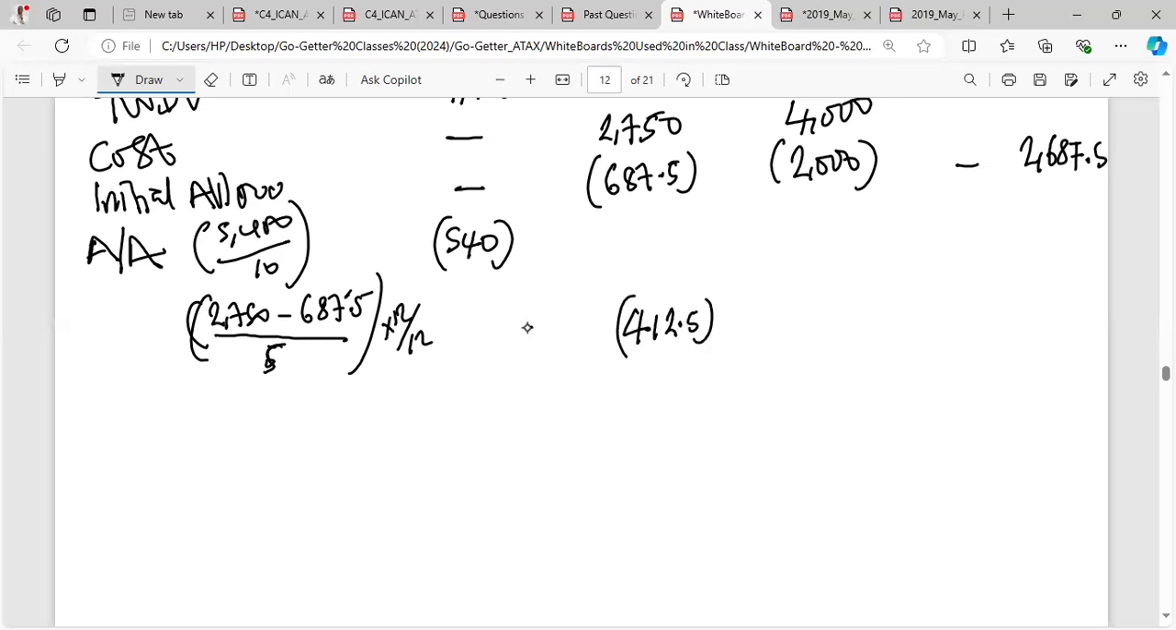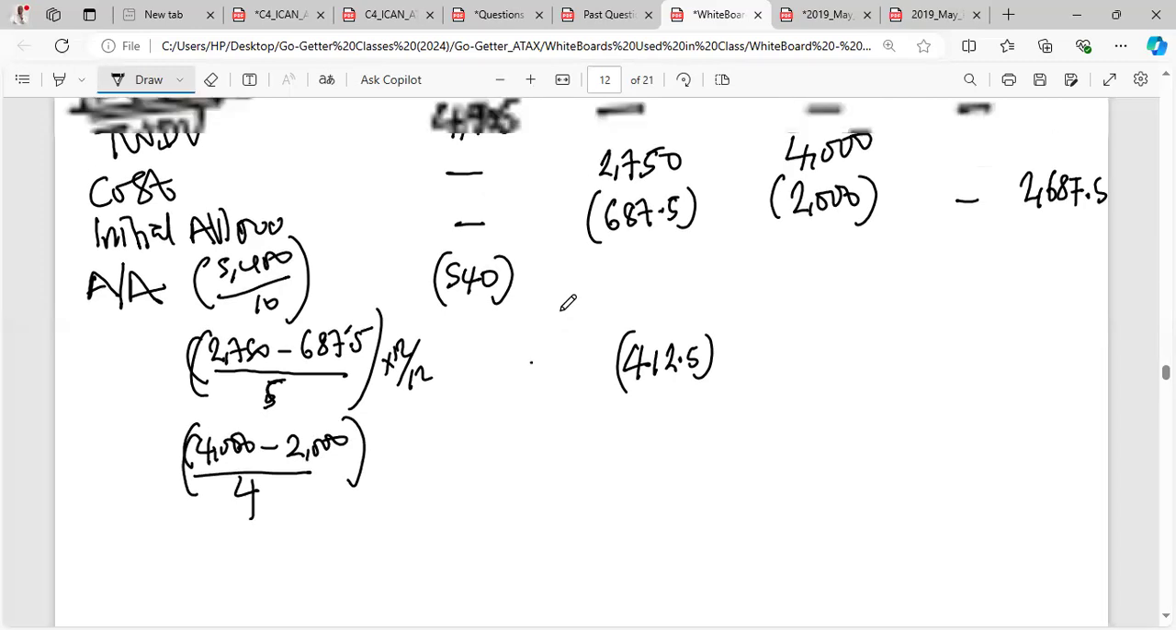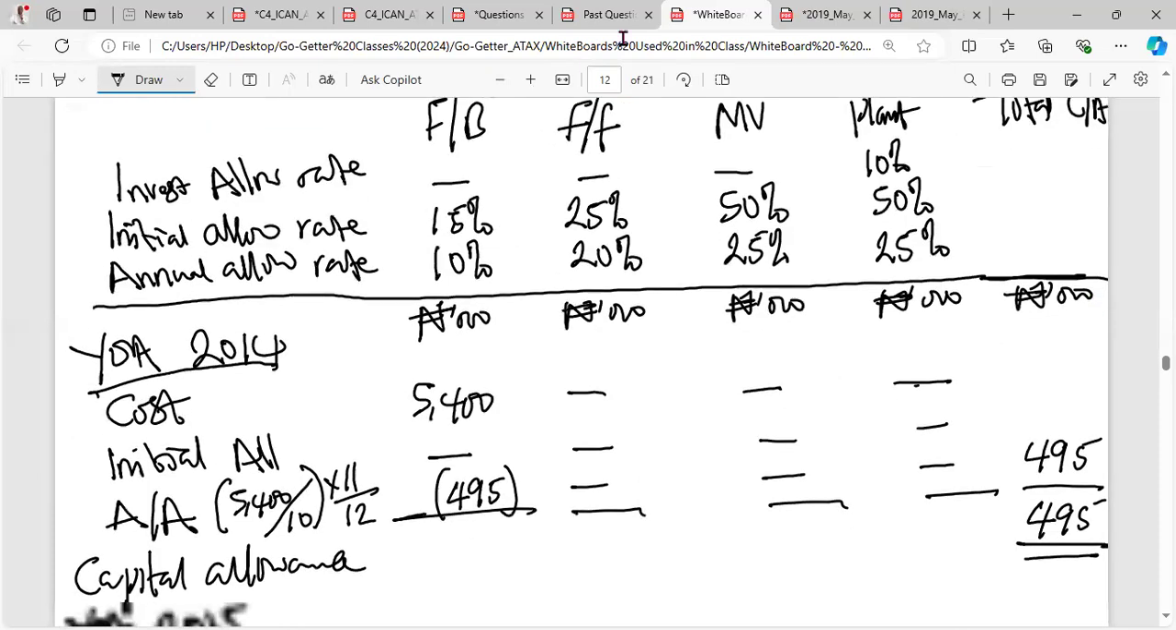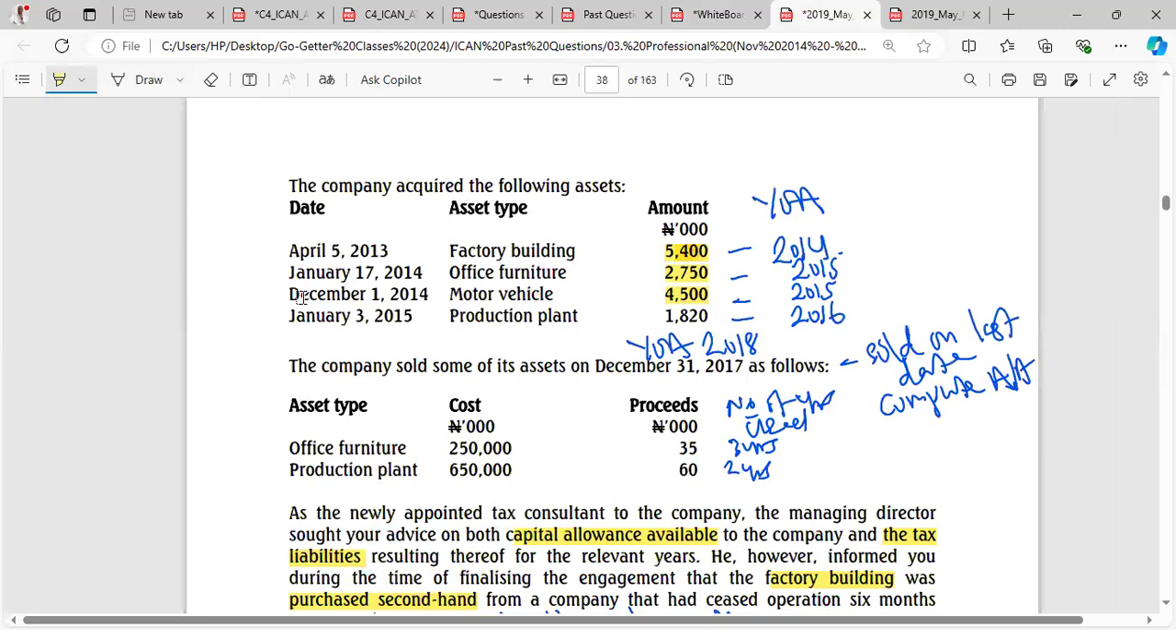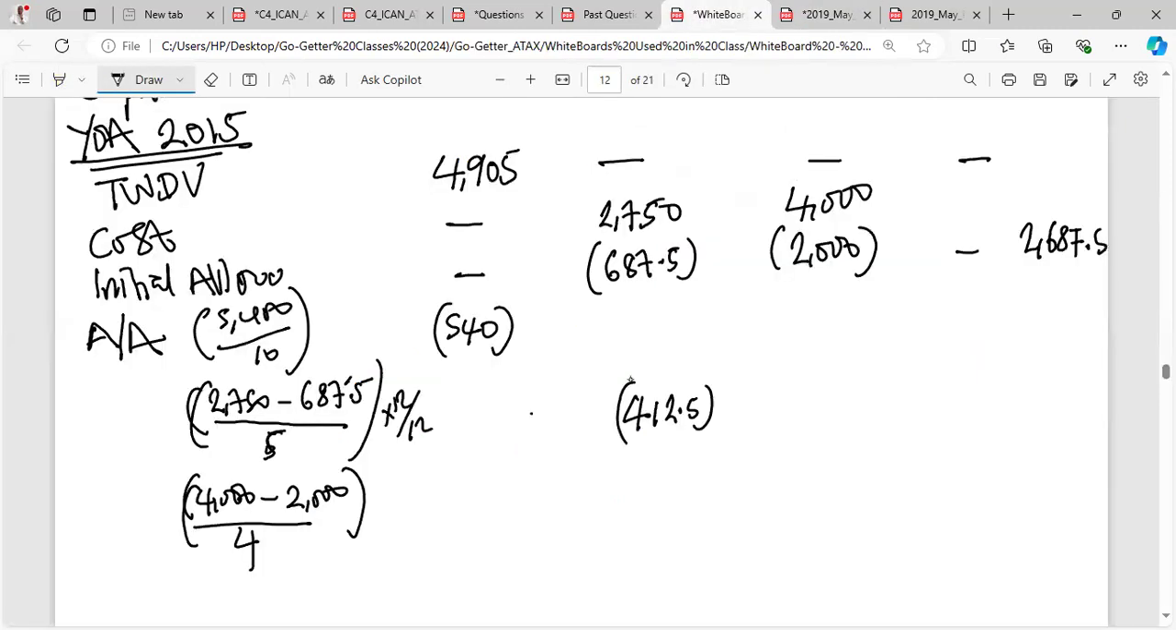This other one here, we are going to calculate it as 4,000 minus 2,000 divided by 4 years. So that's motor vehicle for 4 years. How many months was it used? Motor vehicle was bought in December. It was used for 1 month, times 1/12.